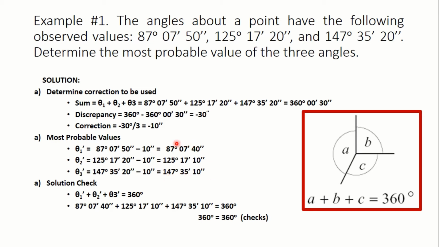Para masigurado natin na tama yung corrections natin, i-check natin kung ang sum nito ay tamang-tamang 360. Okay? So, dapat adjusted theta 1, adjusted theta 2, adjusted theta 3, it should be equal to 360 degrees. At 360 degrees nga. Okay? So, ganyan lang mag-adjust ng mga kanyang measurements.